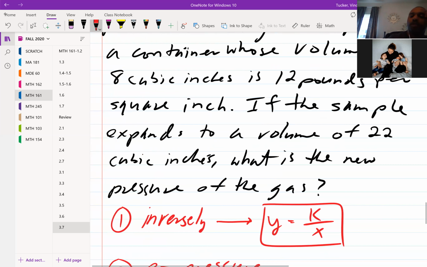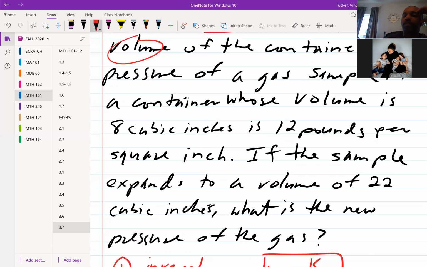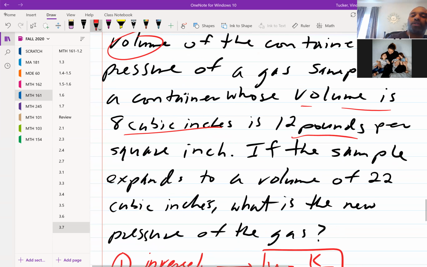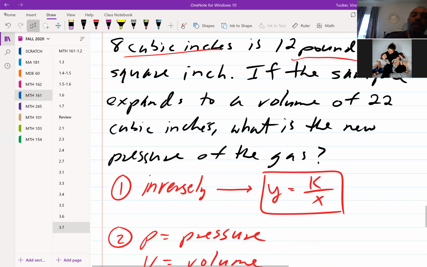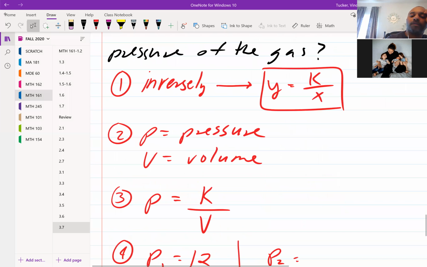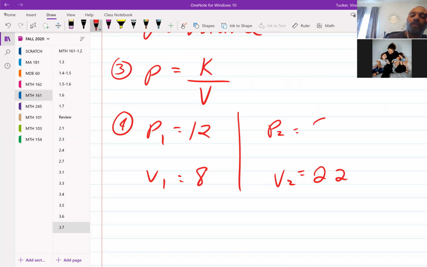So let's go back and see the first set of information. It says the pressure of a gas sample in a container whose volume is 8 cubic inches is 12 pounds per square inch. So the pressure is 12 and the volume is 8. For the second one, if the sample expands to a volume of 22 cubic inches, what is the new pressure? And this is our unknown.